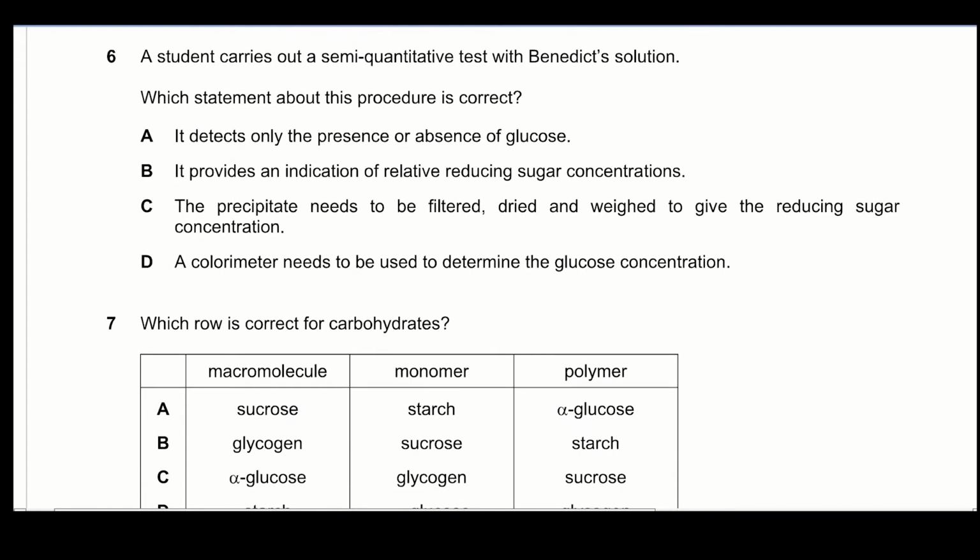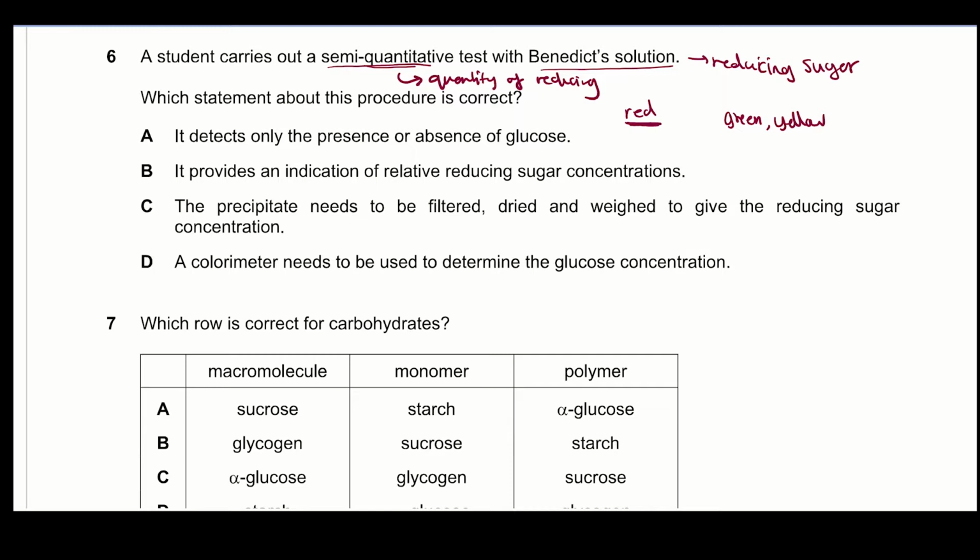6. A student carries out a semi-quantitative test with Benedict's solution. Benedict's solution is basically used to identify the presence of a reducing sugar. And a semi-quantitative test is actually finding the quantity of reducing sugar. In this case, we know that the higher the concentration of reducing sugar, the more red the solution turns, and if it has a low concentration of reducing sugar, the solution might be either green or yellow. So it almost can be used to measure the quantity of reducing sugar, but not accurately.